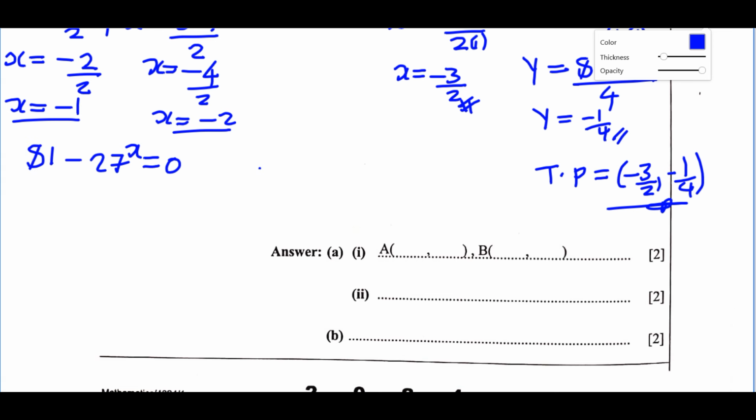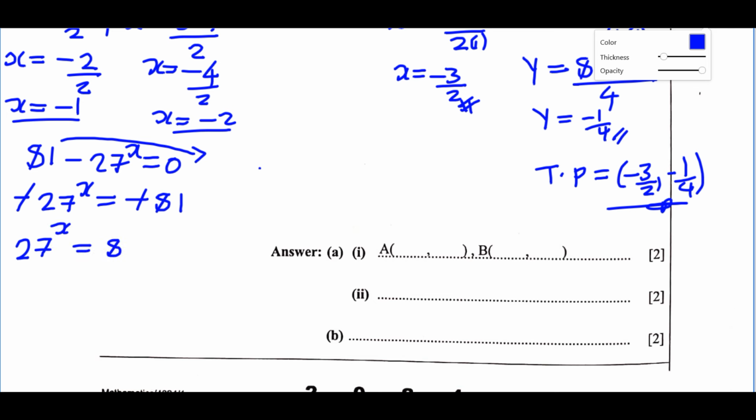So the first thing is we need to make sure that this 81 goes to this side, or if you want you can shift negative 27 to the right side. It's the same. So if I shift 81 to this side, I'm going to have negative 27x then is equal to negative 81. So we can cancel the negative sign. Then our now equation is like this: 27 raised to the power x is equal to 81.